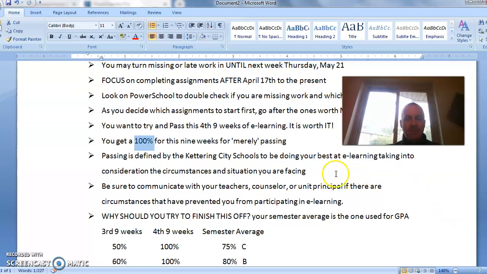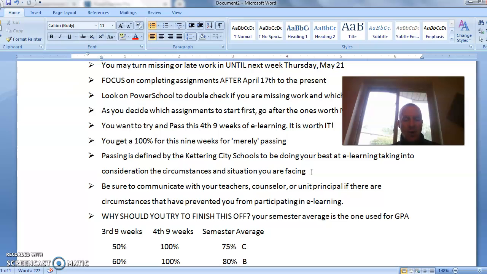What do they mean by passing? The district defined what they mean by passing. Passing is defined to be participating to the best of your ability, considering the circumstances and situations you are facing. So it's doing your best and getting as much stuff done as you can, and they have asked teachers to take into consideration the individual circumstances each student is facing.